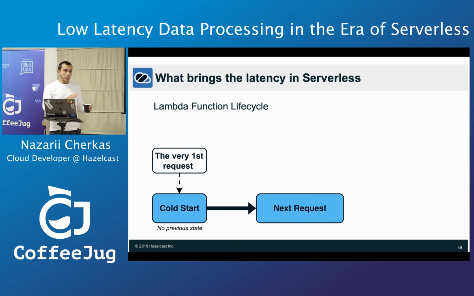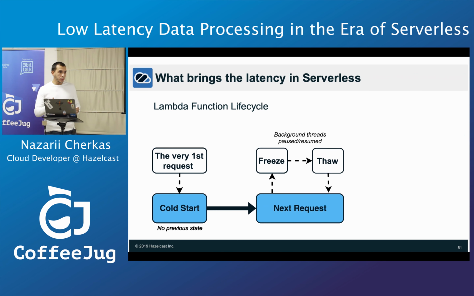Then every request that a Lambda function handles goes over state transitions. Those states are freezing: after every request is handled, the function freezes its state. All the threads are descheduled from the CPU and put on pause. Something similar happens to background processes. And before every next request, the function thaws. Threads start being scheduled on the CPU, background processes are resumed, and so on.